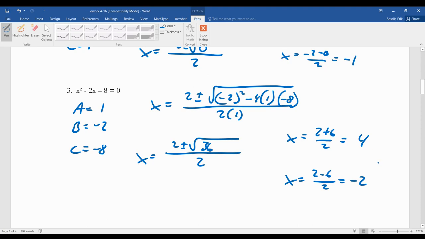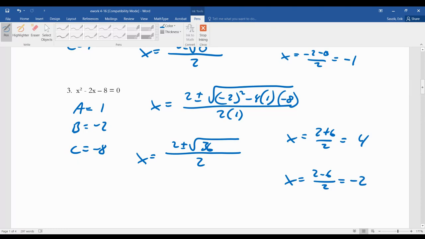Here we got 2 answers. Why did we get 2 answers? Because we had the square root of a positive number. When you have the square root of a positive number, you're going to get 2 different answers because you have to add that to something and you also have to subtract it. And adding or subtracting a positive number is going to give you 2 different values.